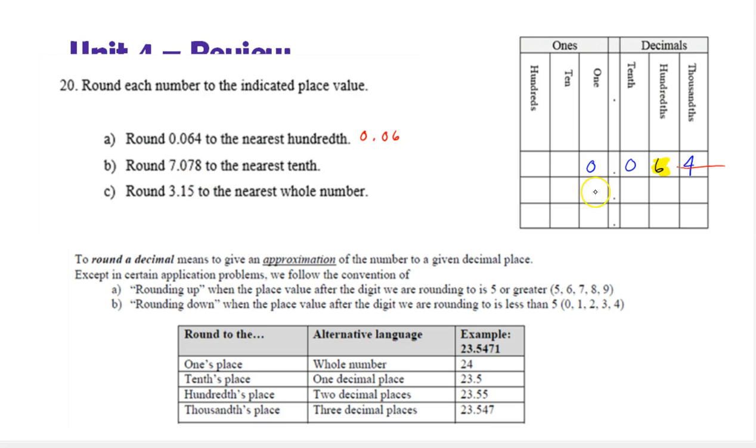Now let's round 7.078 to the nearest tenth. So here's the tenths place. I look at the digit to the right of the tenths place, and it's bigger than 5. Okay, so that means I'm going to round up. So I'm going to exchange this 0, add 1 to it, and disregard all the numbers to the right. Notice I didn't even care about the 8 there. It didn't matter. I was just looking at the digit to the right. So to the nearest tenth, this is 7.1.